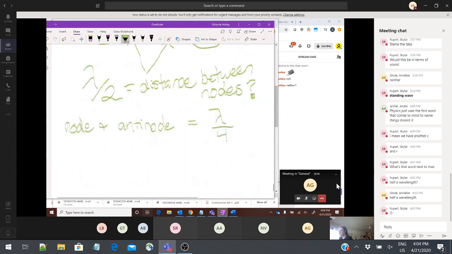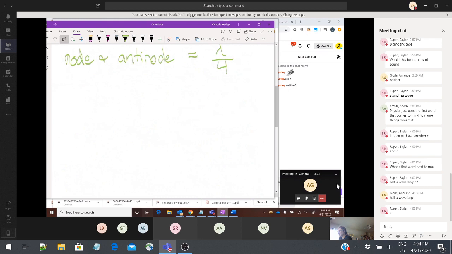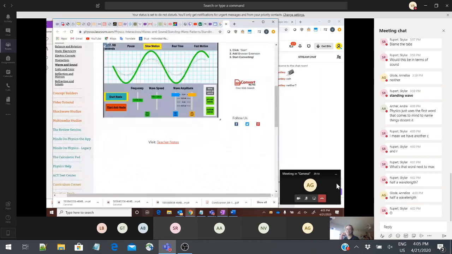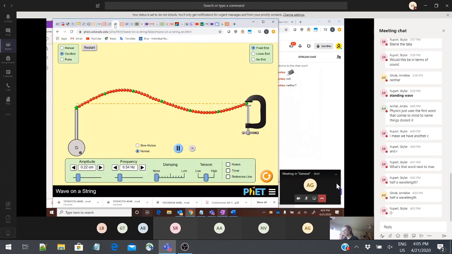Another place you might see this is reflections, because this is how you get two identical waves, really. The easiest way to get them is a wave travels and then bounces off. So I have another animation for you. I should post a link to all these fun animations. The internet is freaking magical sometimes.